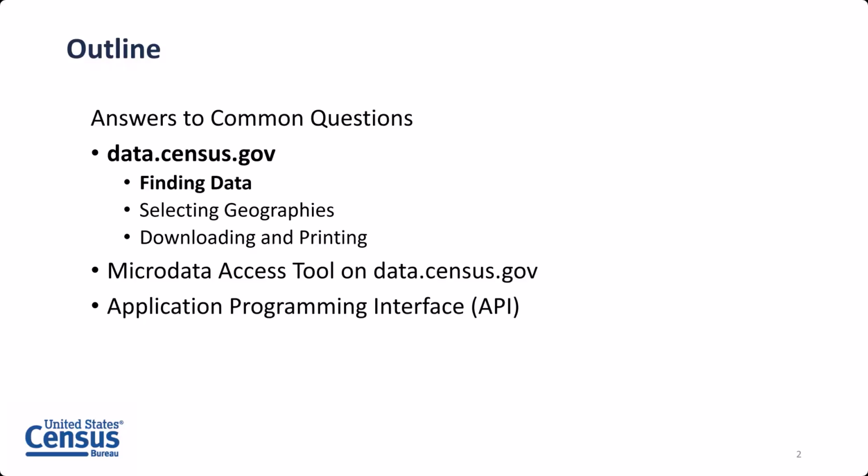Generally speaking, we're going to start with more basic questions, topics, and tools first, and progressively advance to more detailed types of questions as we move throughout the presentation today. For data.census.gov, I've organized the questions into three different types. The first section is question and answers around finding data. Then we're going to move on to question and answers regarding selecting geographies, and then questions about downloading and printing.